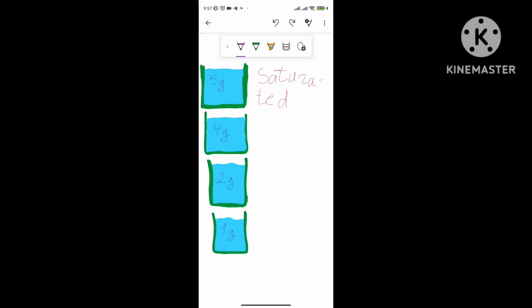That's why we say that the first one is saturated, the other ones are non-saturated, but if we are talking about concentrations, we'll say the second one is concentrated, the third one is diluted, and the last one is very, very diluted.